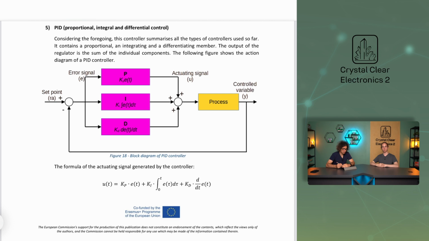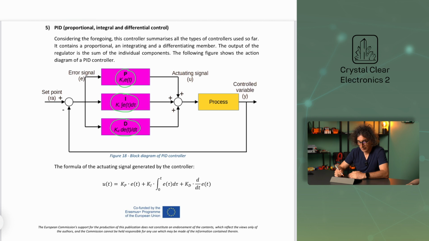Let's look at its control chain. Considering the foregoing, this controller summarizes all the types of controllers used so far. It contains the P-proportional, the I-integrating, and the D-differentiating component, while the output of the regulator is the sum of the individual components. The formula of the actuating signal generated by the controller is also the sum of the three terms, where e(t) is the error signal and K is the gain of each term. In practice, the challenge is not to implement such a controller, but to set it up so that it is working properly.